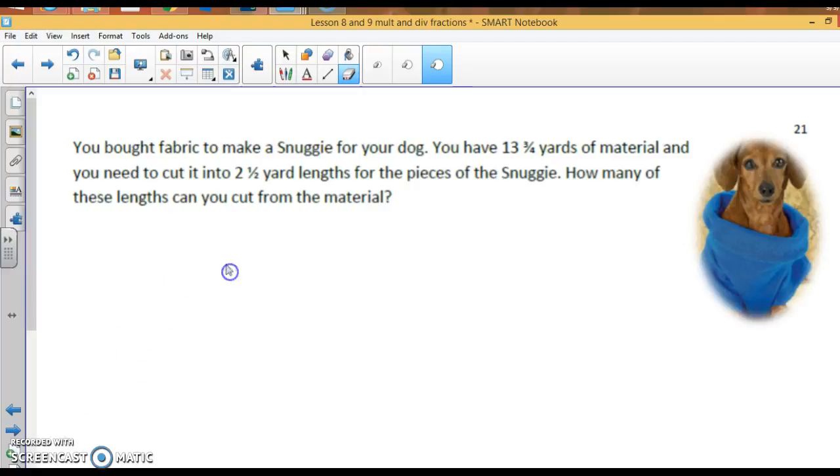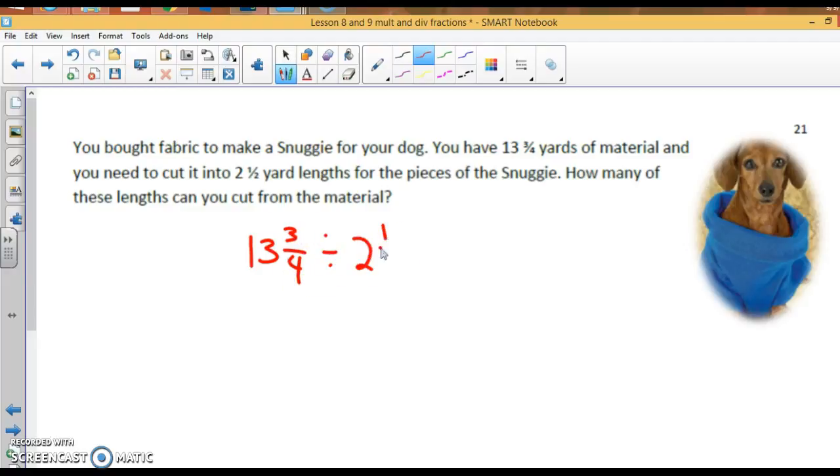Well, we're going to do our total, which is 13 3/4 divided by 2 1/2. You want to see how many of these pieces are in this. We're chunking it. We're dividing. This is a mixed number, so to do it, I need to change it to an improper fraction. This will be 55/4 divided by 5/2.